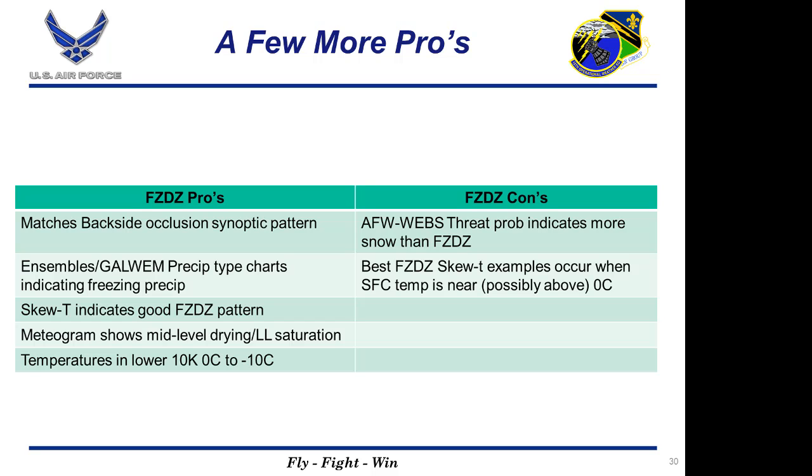This scenario had a few more pros on its side, and the smaller scale tools like the SKUT and mediogram plus the ensembles indicated freezing precipitation, and temperatures in the saturated layer remained between 0 and minus 10 Celsius. As you can see, even with a better looking pattern, we still receive no freezing drizzle reports, so it is always going to be a challenge. Here are some other challenges we face as forecasters.